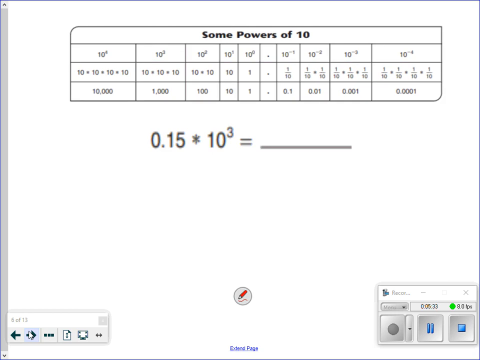Take a look at this one. This is 0.15 times 10 to the third power. It's not a negative number. The exponent's a positive number, so I'm looking here. 10 to the third power is 1,000. So let's watch closely here.